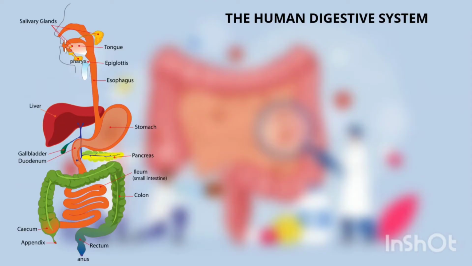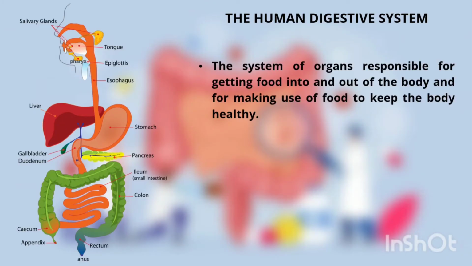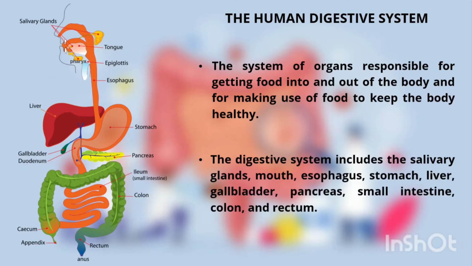Now let's get into details. The human digestive system is the system of organs responsible for getting food into and out of the body and for making use of food to keep the body healthy. The digestive system includes the salivary glands, mouth, esophagus, stomach, liver, gallbladder, pancreas, small intestine, colon or large intestine, and rectum.